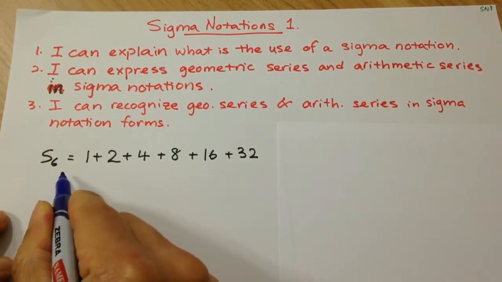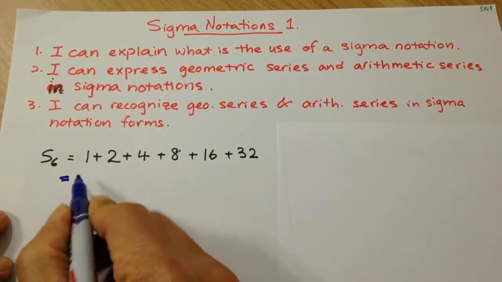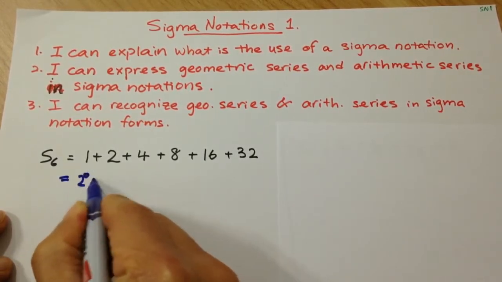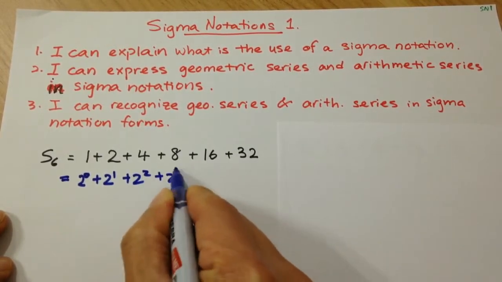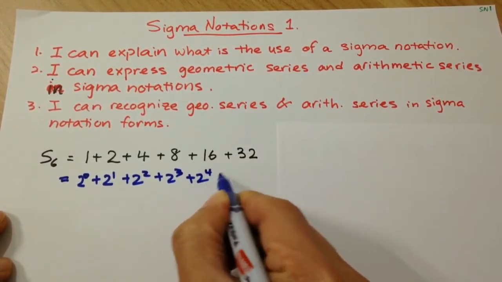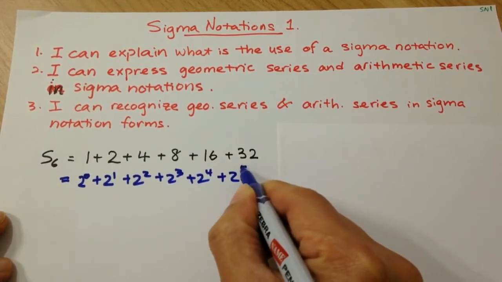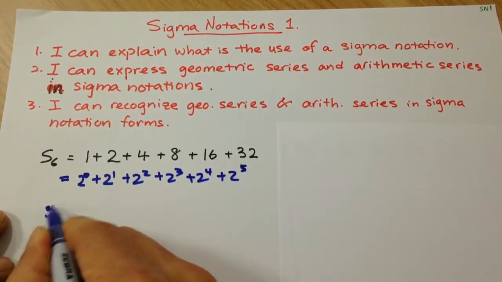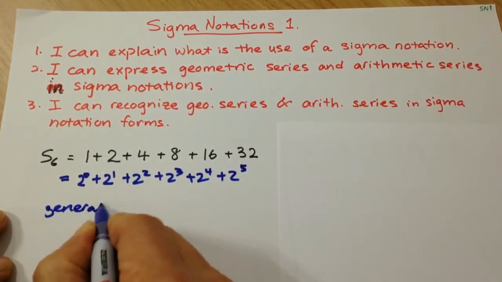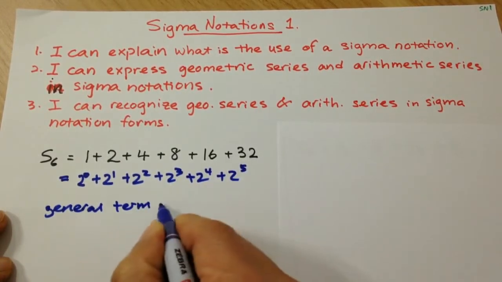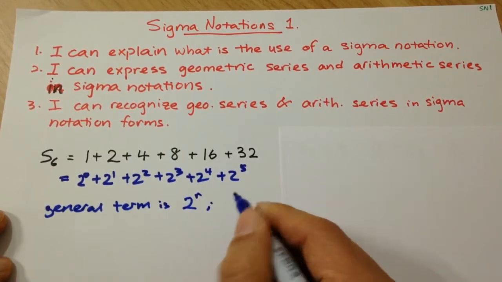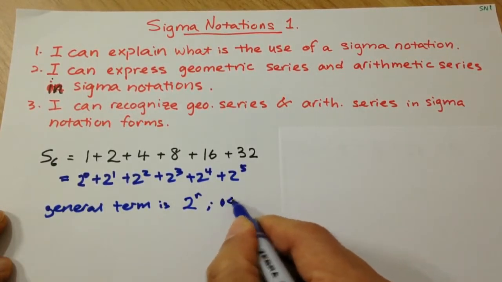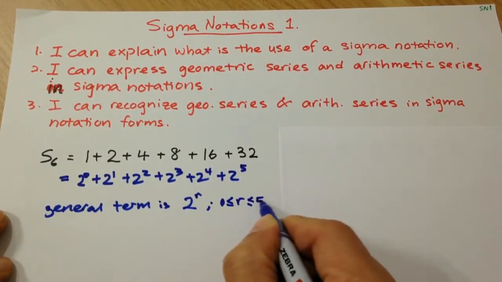Well, the answer is yes. I can re-express this as 2 to the power of 0 plus 2 to the power of 1 plus 2 squared and so on. Right? And you will see that the general term here is just 2 to the power of r, where r here is a number between 0 and 5, and r is an integer.